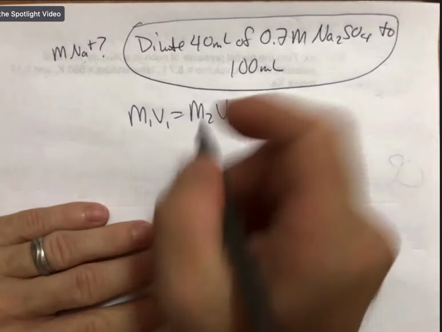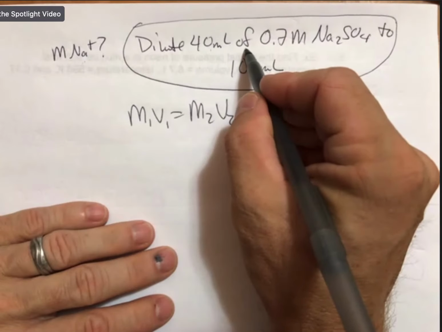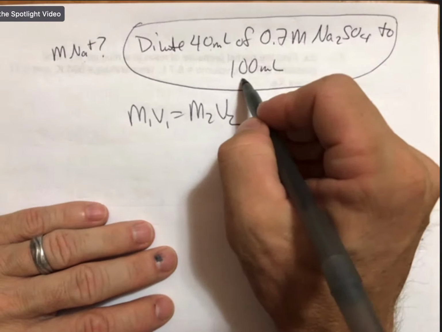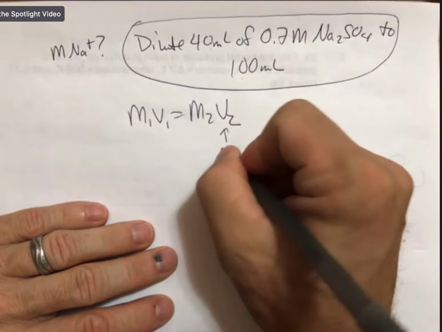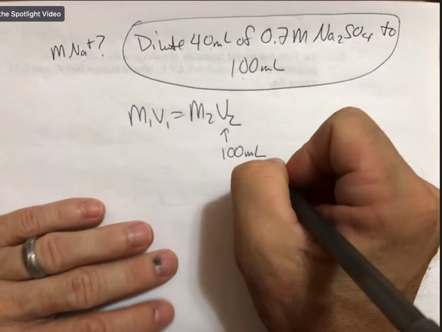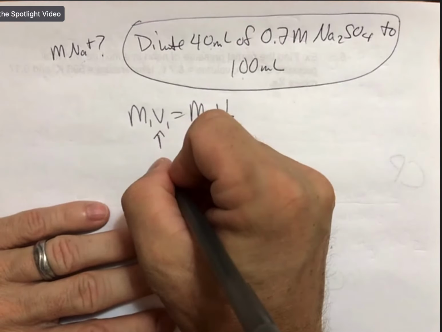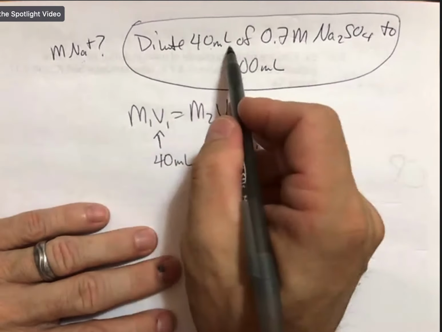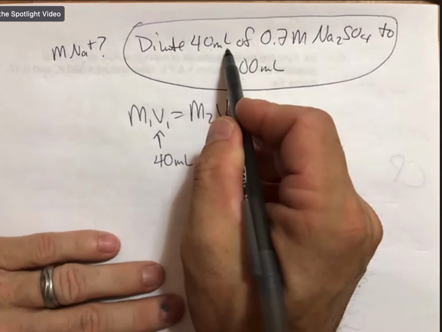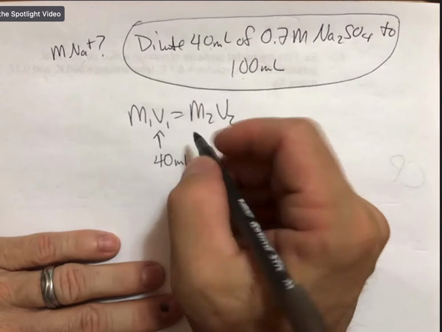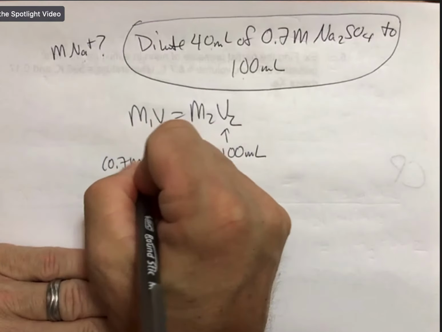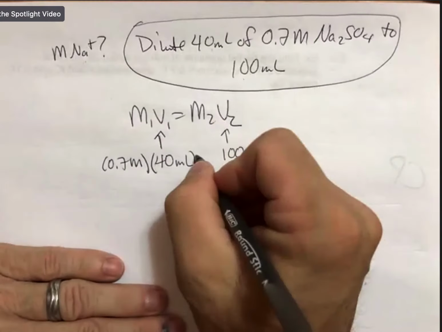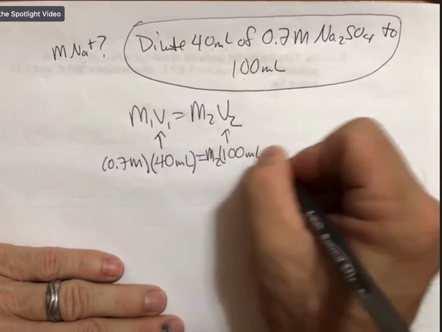I know that I have 40 milliliters of, or times, 0.7 molarity sodium sulfate, and I'm diluting it to 100 milliliters. So larger volume for me always goes on the right, smaller volume always goes on the left. And because there's an "of" linked to the 40, or just by reading the problem and understanding it, I know my 0.7 has to be multiplied times my 40. And so my M2 squeaks in there.